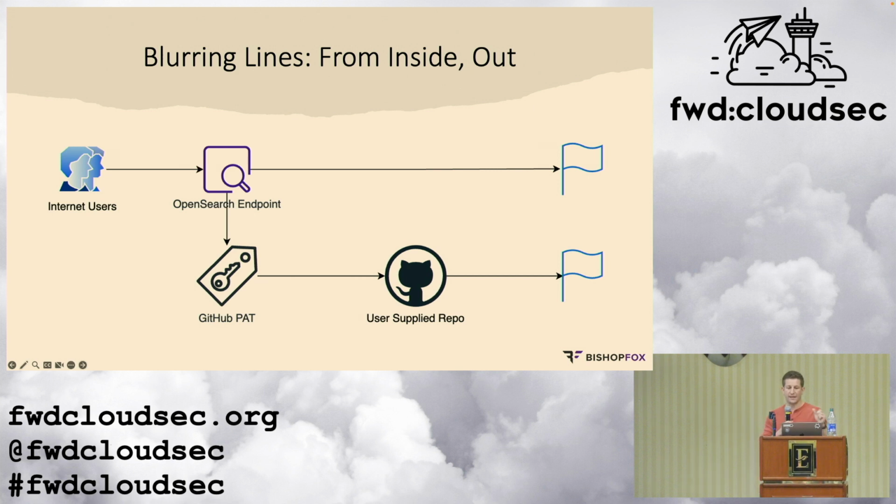We talked about outside in. Now we're going to go from inside out. So in AWS, sometimes we'll find things like Kubernetes tokens, GitHub personal access tokens. So this is a challenge that walks the user through getting a GitHub PAT, using it to gain access to a flag in a private repository.